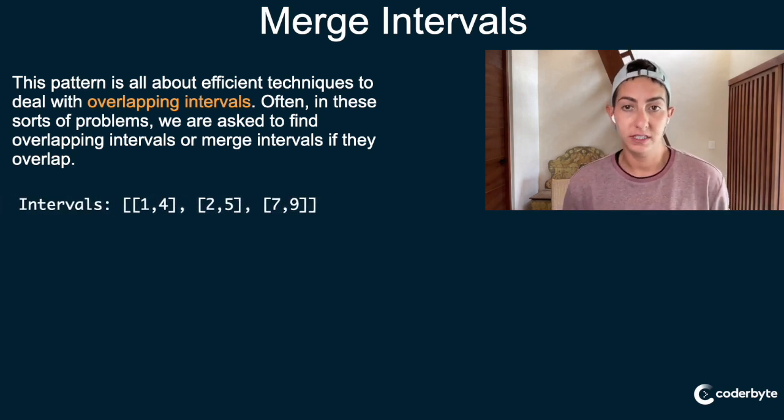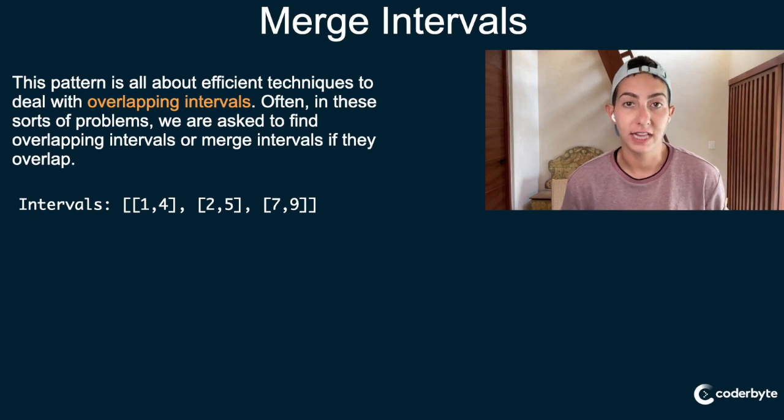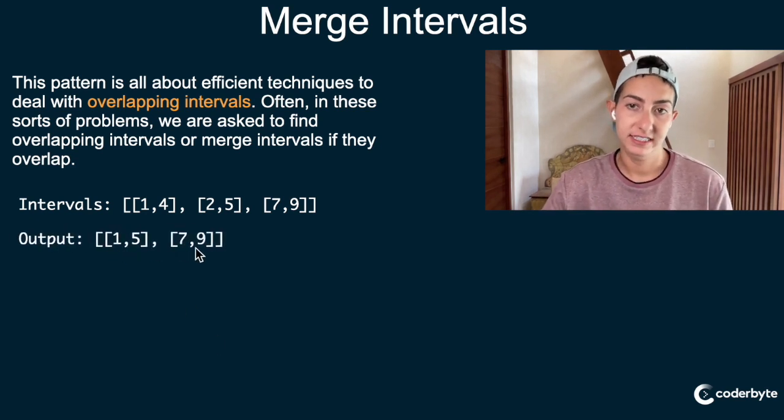So here's an example. Here's an array of arrays. Each one of these little subarrays represents an interval. So this one starts at 1, ends at 4, starts at 2, ends at 5, etc. If we were to go ahead and merge all the overlapping intervals, we would get something that looks like this, which is 1, 5, and 7, 9.